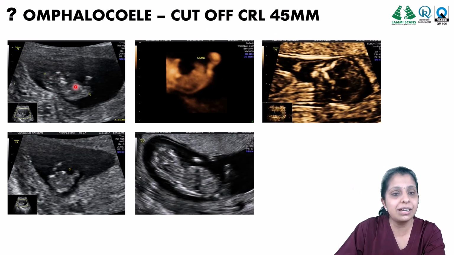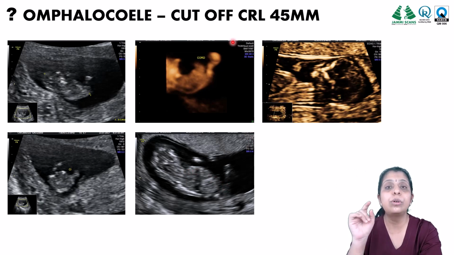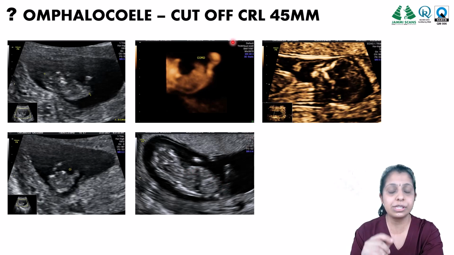Here, if you can see 3.5 centimeters, you can actually see that the small bowel or gut herniation is there. Whereas when you called her back at around 12 to 13 weeks, the insertion site is beautifully closed, the NT is normal, IT is seen, and the baby is perfectly normal. So the cutoff of physiological omphalocele is 45 millimeter.